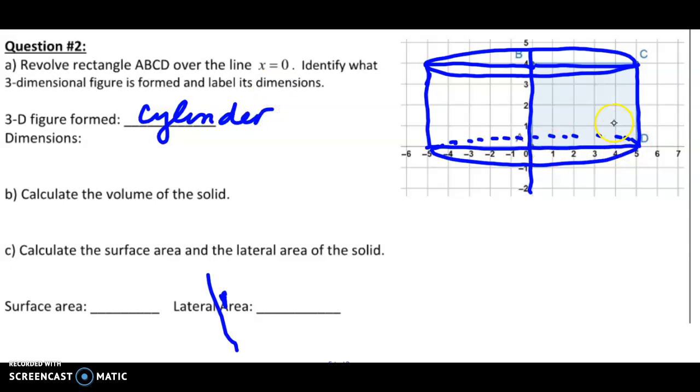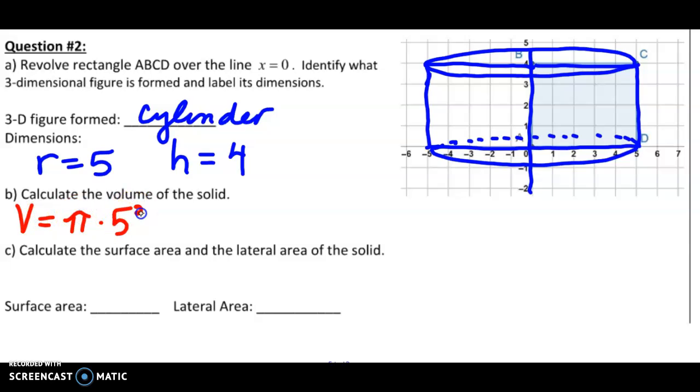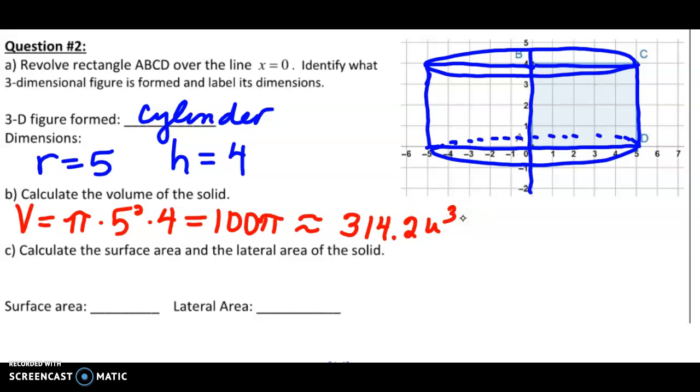This time the radius of this one is 5 from the center to the edge, and the height is between the two bases, so the height of this one is 4. If we were asked to find the volume, remember the volume is whatever the base is times the height. So our volume is pi r squared times the height. That's going to be 100 pi, and that would round to 314.2. Volumes are in cubic units because you're filling something up.